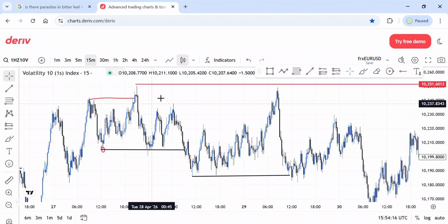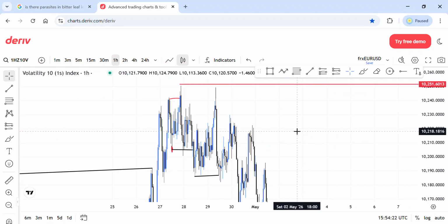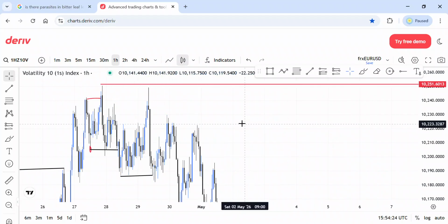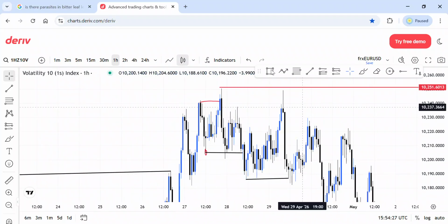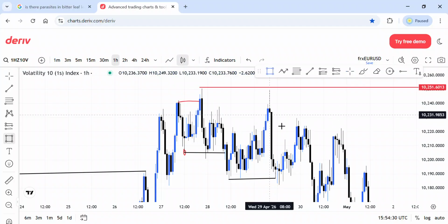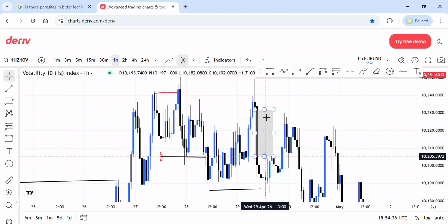Alright? So for you to find a very beautiful point of interest, you can go to the higher time frame to look for where fair value gaps and stuff like that are. Okay? So can you see we have a very big fair value gap right here? A very big fair value gap from here to here. So you can decide to sell at the 50% of this fair value gap.